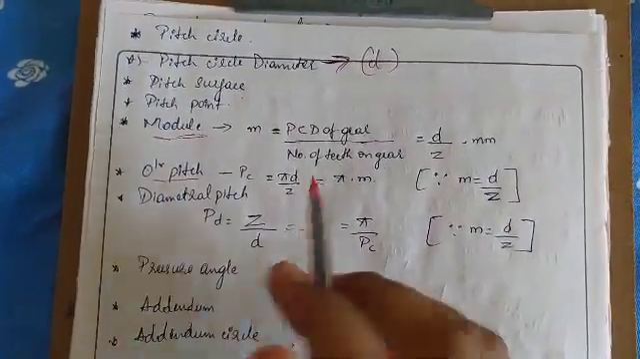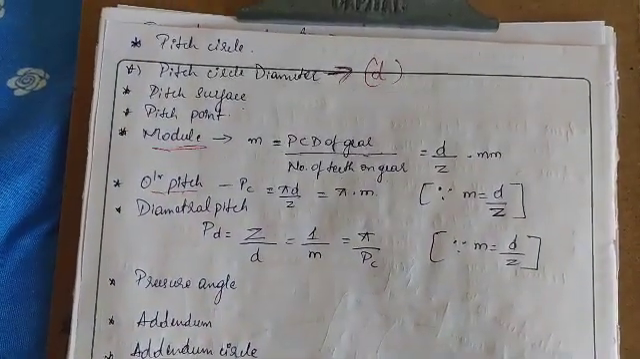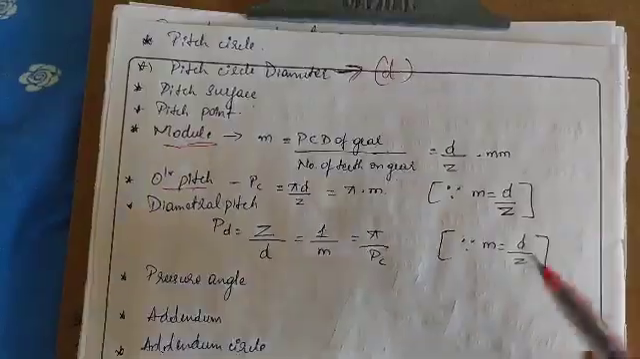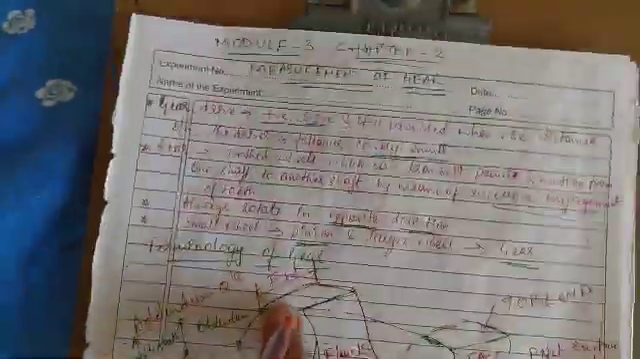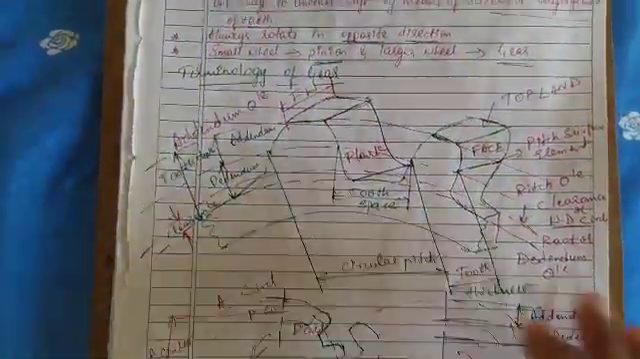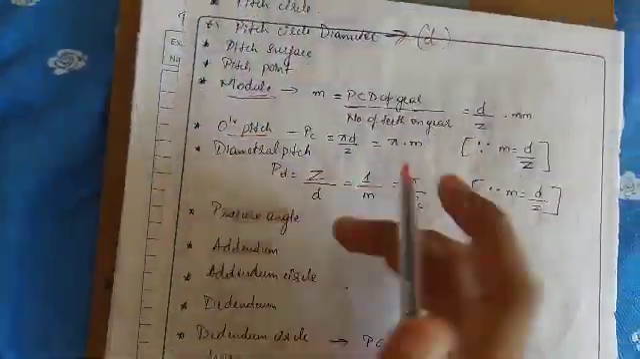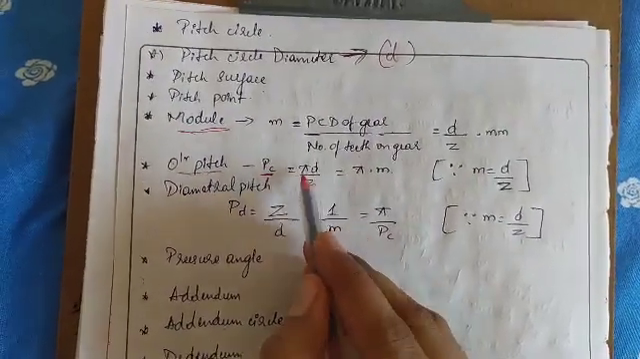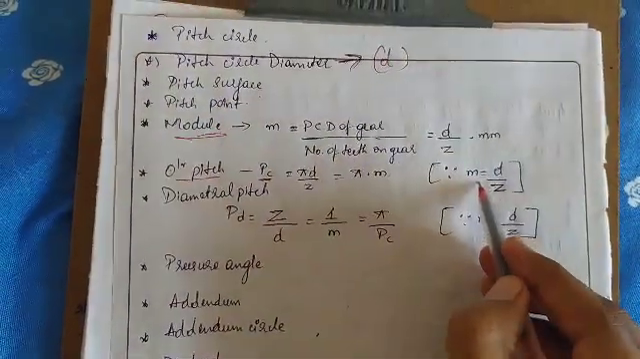Related to the module is the circular pitch. It is the distance measured along the circumference of the pitch circle from a point on one tooth to the corresponding point on the next tooth. That is the circular pitch, represented by PC, equal to pi d by Z, and d by Z is the module m.